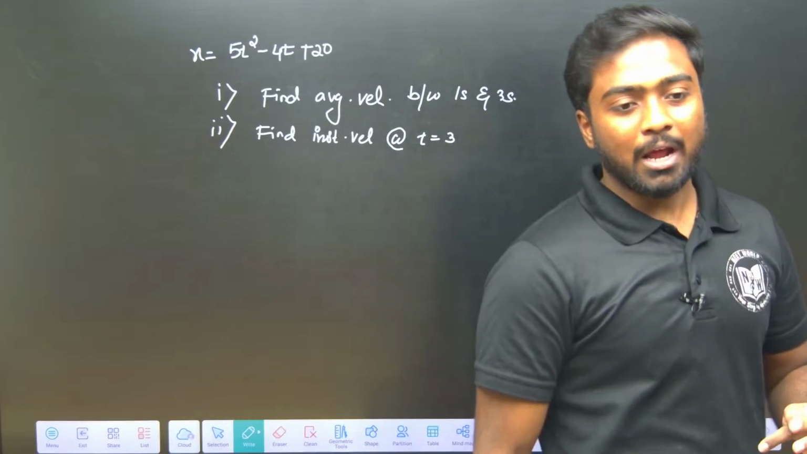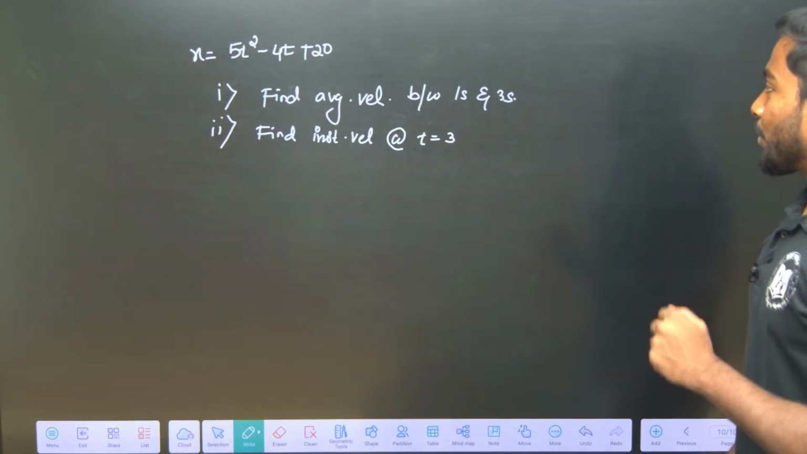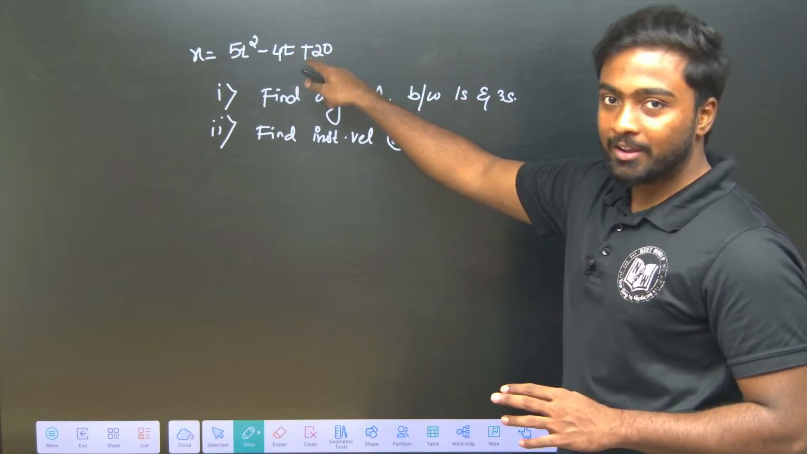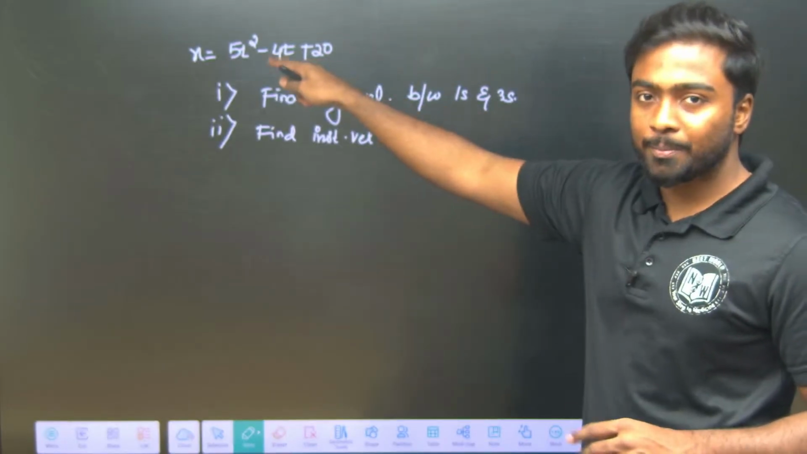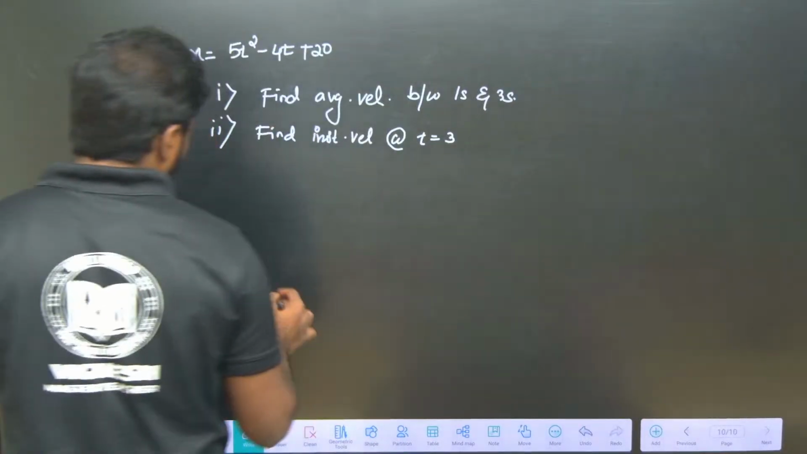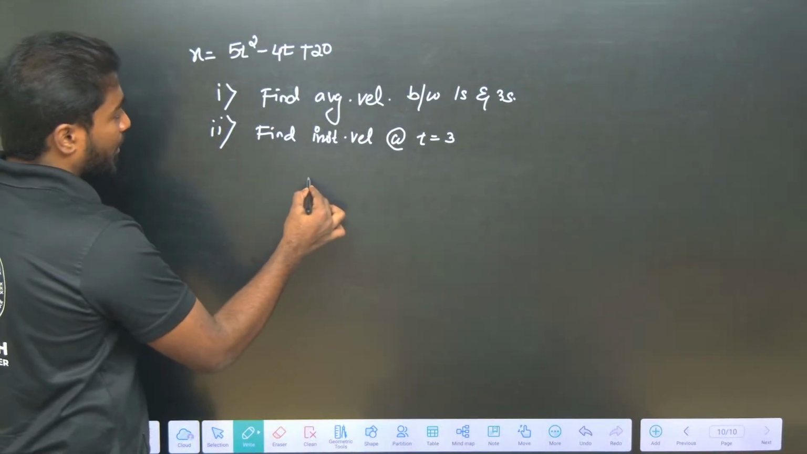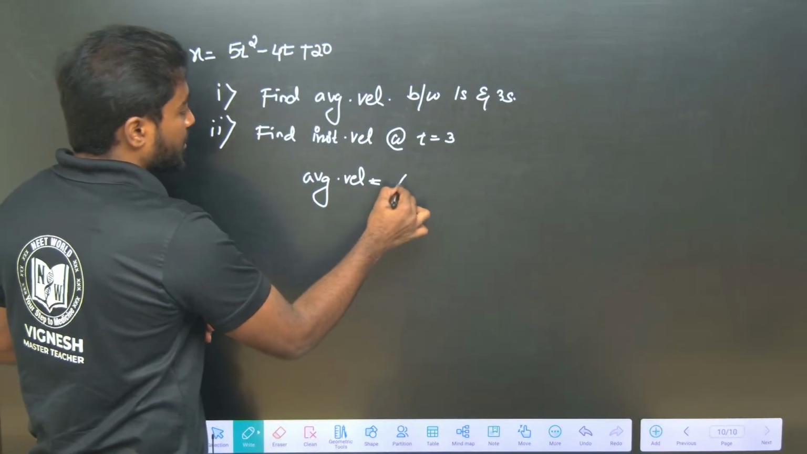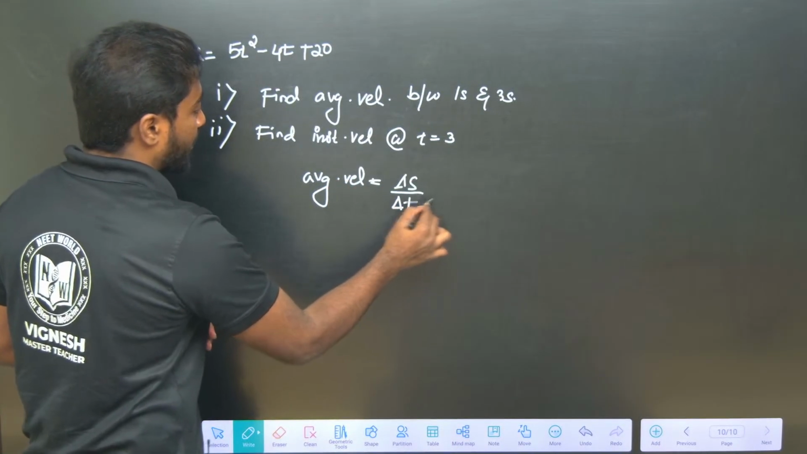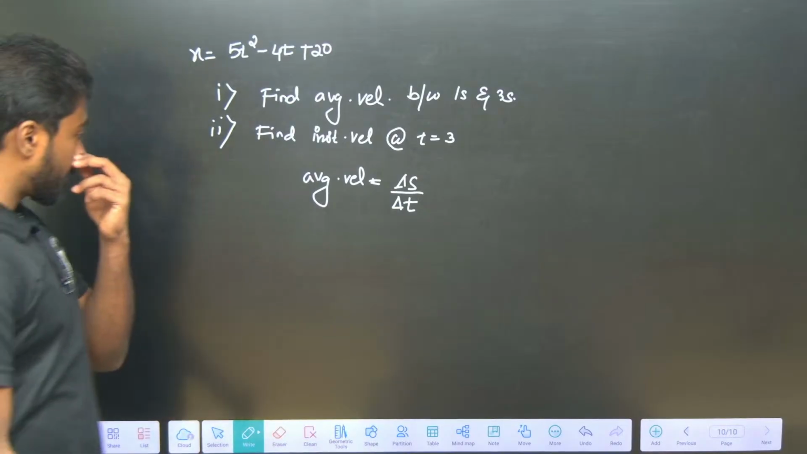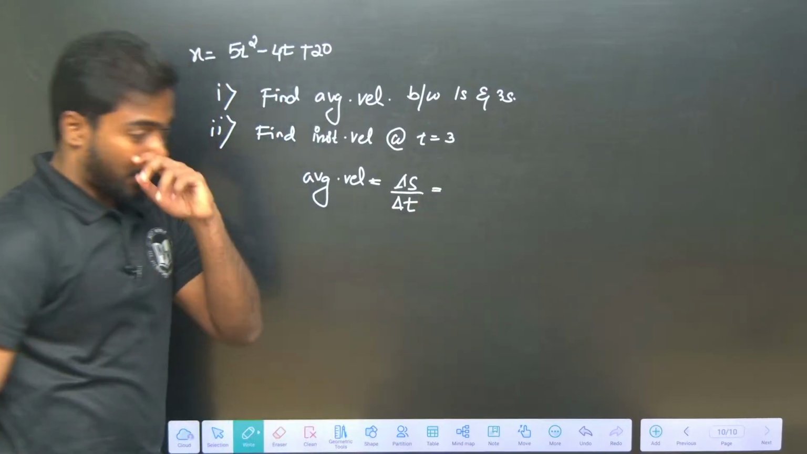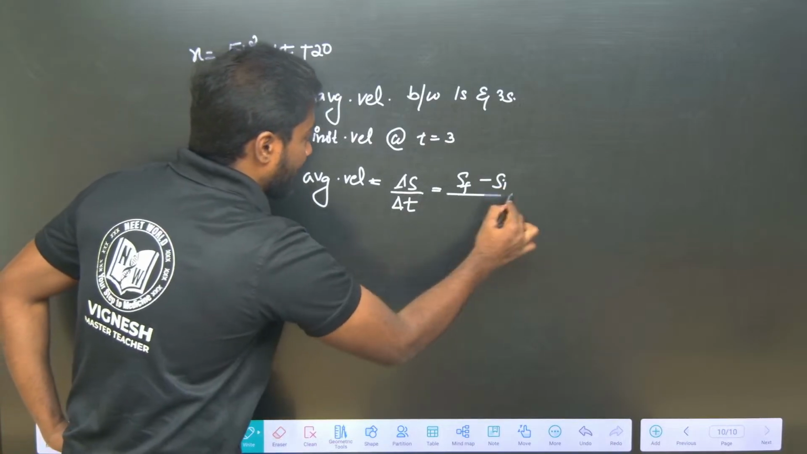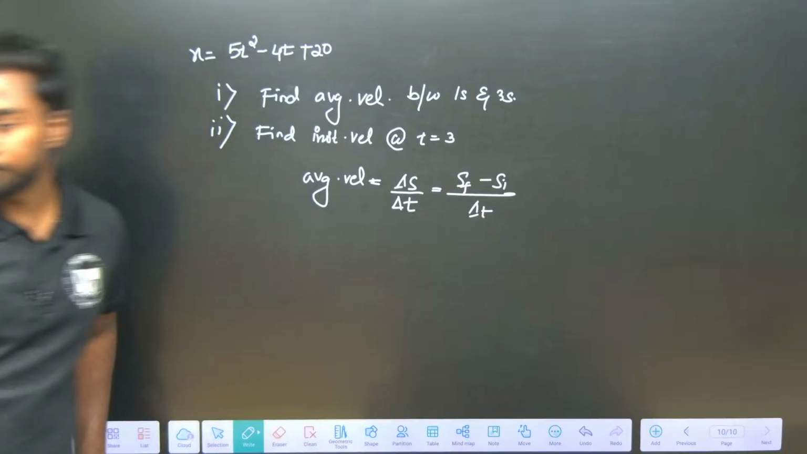So, the first question we can solve as average velocity: at 1 second what will be the displacement, at 3 second what will be the displacement, right? Let me write here, average velocity is nothing but change in displacement by change in time. So, change in displacement SF minus SI divided by change in time, right?